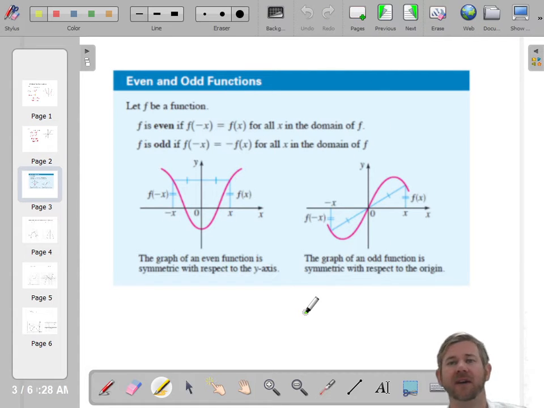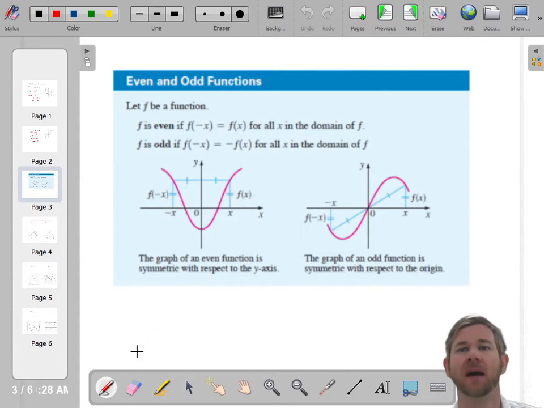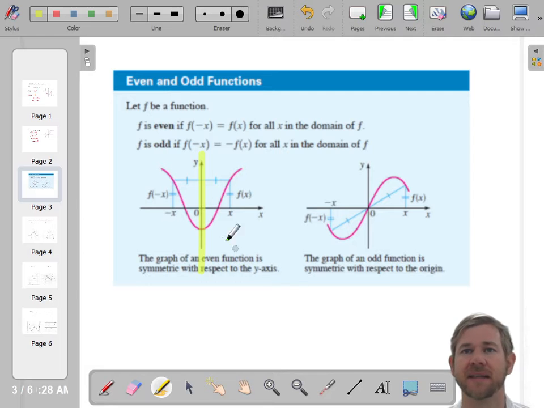So here is the very mathy version of the same thing. And the main ideas are, if the graph is even, then it is symmetrical about the y-axis. It's a reflection across the y-axis. So you have symmetry that way, reflectional symmetry. That is an even function. Odd functions are rotationally symmetrical, so symmetric with respect to the origin.